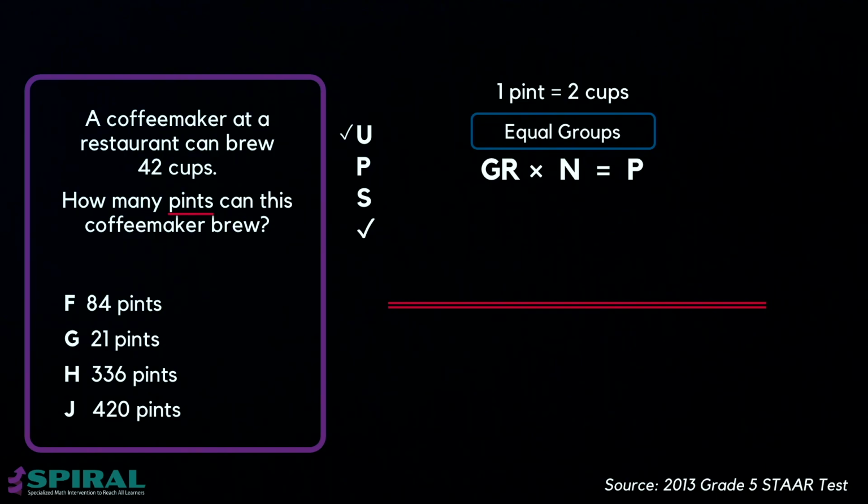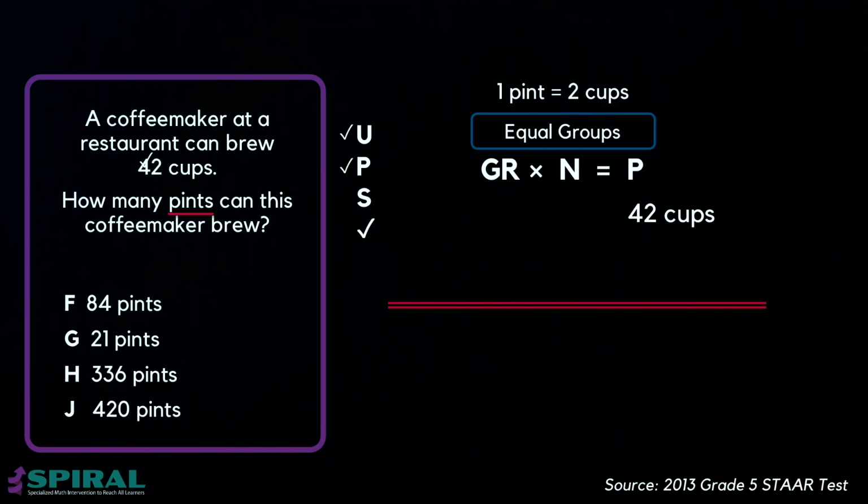Now we have planned and we've identified our schema, so we can put a check mark next to our P. Now we can move to our S, which stands for solve. So to solve the problem, first we're going to determine the product, which is our 42 cups, and then I like to check off my number after I use it.